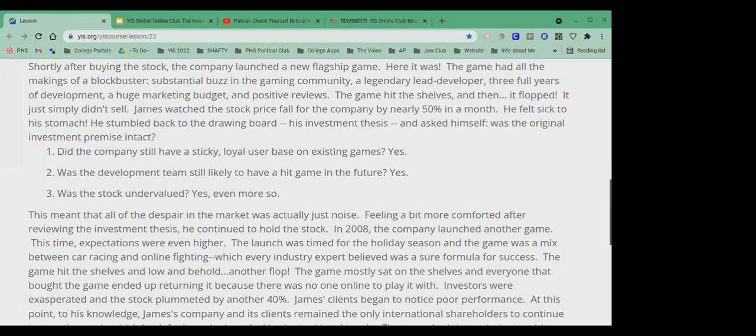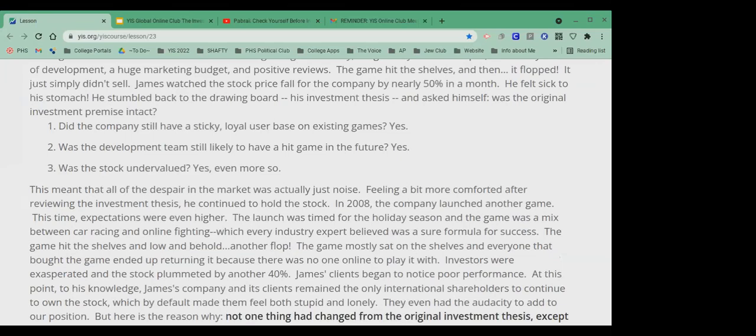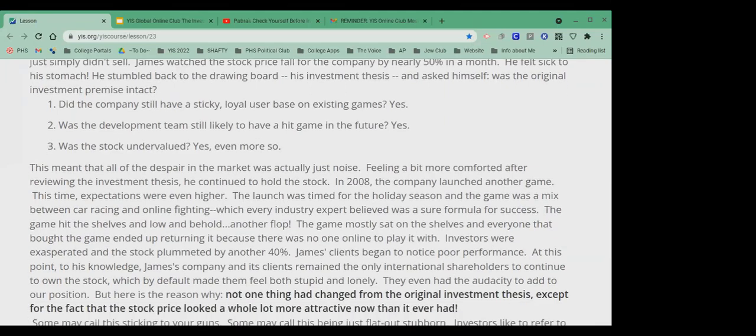But what set James apart is that he referred back to his investment thesis and reassessed if this company was still a good investment. So he questioned, did the company still have that sticky, loyal user base on its existing games? And yes, they did. The previous games were still experiencing those loyal users. Additionally, James asked, was the development team of this company still likely to have a hit game in the future? Yes.